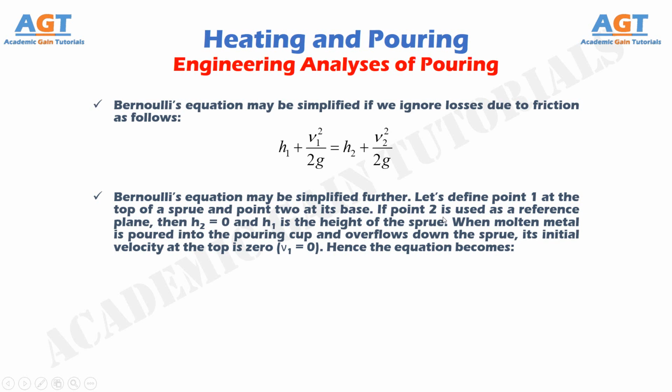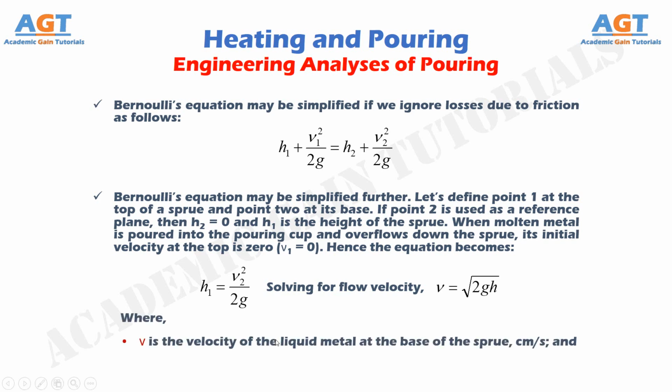the sprue. When molten metal is poured into the pouring cup, and overflows down the sprue, its initial velocity at the top is 0, that is V1 equals 0. Hence the equation becomes H1 equals V2 square divided by twice G. Now solving this equation for flow velocity, we get V equals root over twice G H, where V is the velocity of the liquid metal at the base of the sprue, expressed in centimeter per second, and H is the height of the sprue.